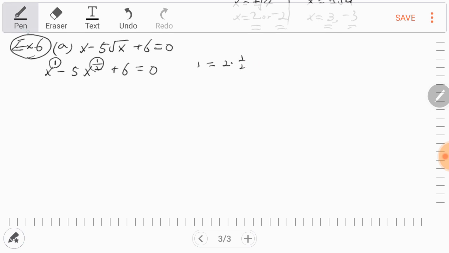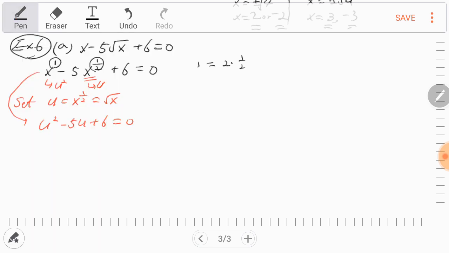So why don't we set this one equal to u? Then this will become u squared. Let me write it. Set u equal to x to the 1/2, the square root of x, right? Then our equation will be u squared minus 5u plus 6 is equal to 0.